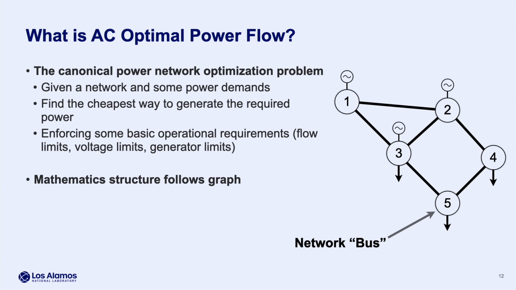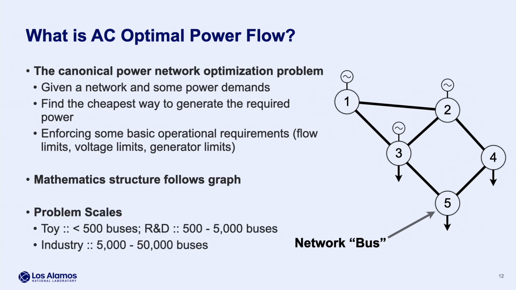We have a number of buses, and at least from my perspective, the way I think about it these days is that if you have less than 500 buses in your network, it's kind of like a toy problem. That's maybe good for some analytical work. Once you're in the 500 to 5,000 range, you're really in R&D. You won't have reviewers complaining about your papers if you get to 5,000 buses. They'll be pretty impressed. But if you really want to go to industry scale, you need to get up to like 50,000 buses. That's the scale that many industry entities would really like to be solving.